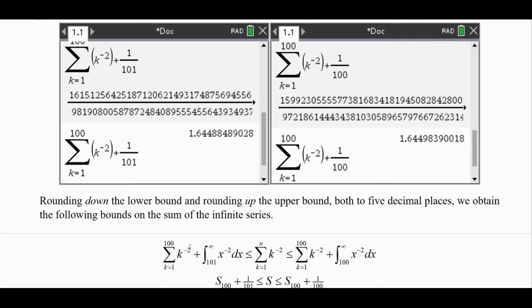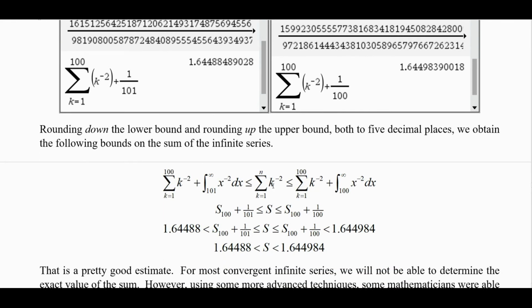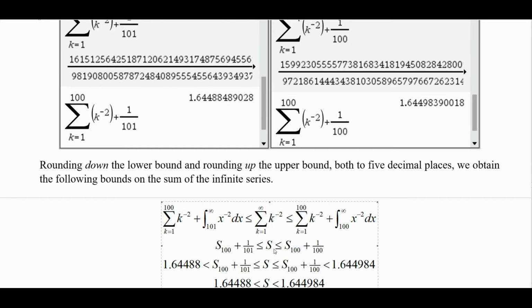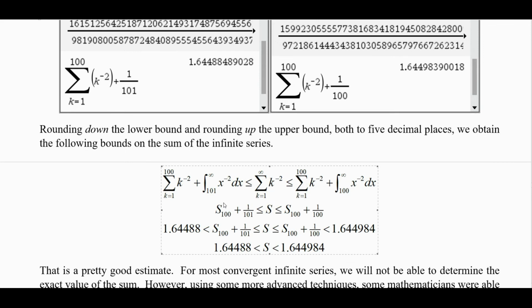So rounding down the lower bound and rounding up the upper bound, both to say 5 decimal places, we obtain the following bounds on the sum of the series. The sum of k to the negative 2, that should say infinity there, the sum of infinitely many terms, which I'm just going to call S, or S of infinity, I just call it S here, is between S of 100 plus 1 over 101 on the lower end. On the upper end, it's less than S sub 100 plus 1 over 100.